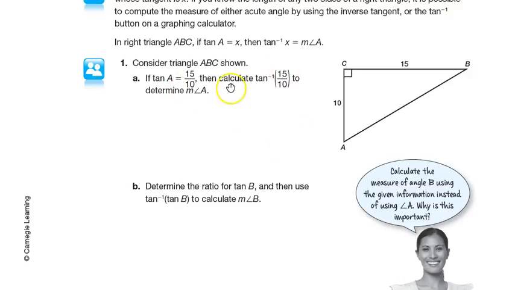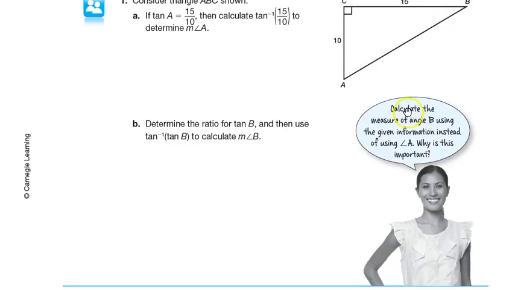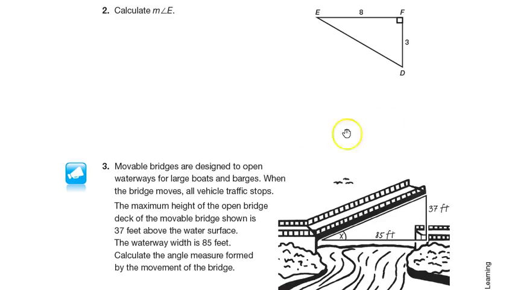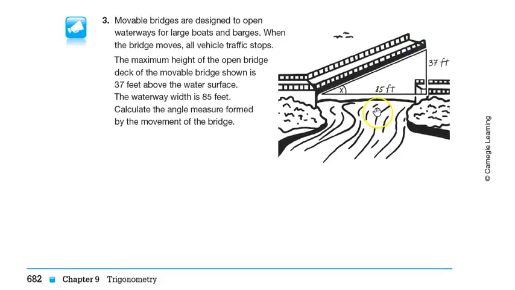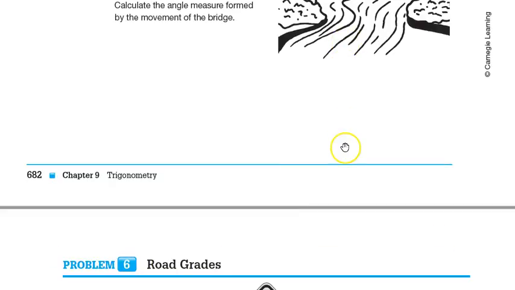So see how they do it is, if we know this ratio of tangent of A is equal to 15 opposite over 10 adjacent, 15 over 10, then we put in our calculator the inverse tangent of that ratio, 15 over 10, and you'll get an answer, and that answer is, as long as your calculator's set in degrees, the measure of this angle in degrees. So they want you to do that again for B and think that through. And now you're going to calculate the measure of an angle. Using opposite over adjacent and inverse tangent, you can find the measure of that angle.